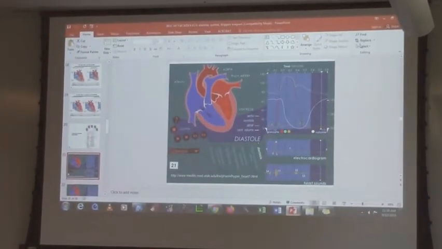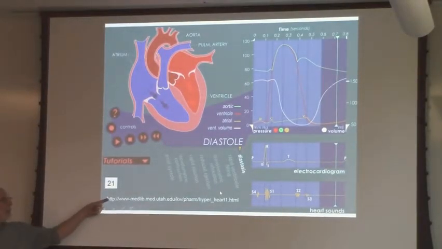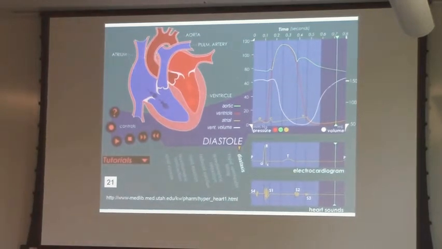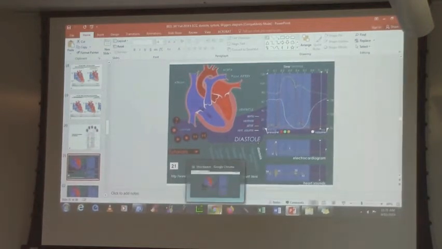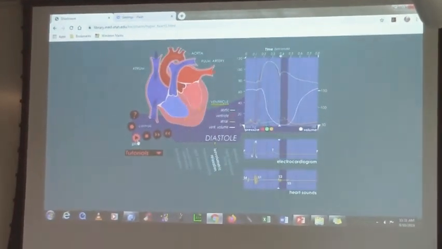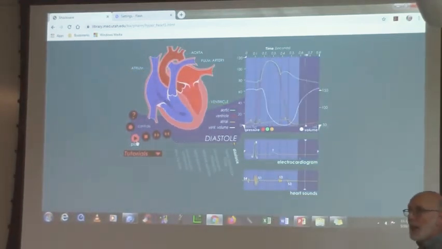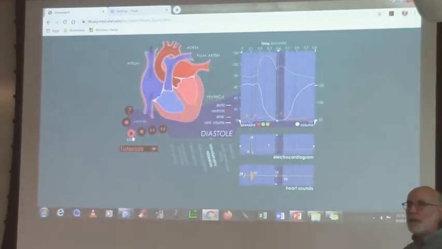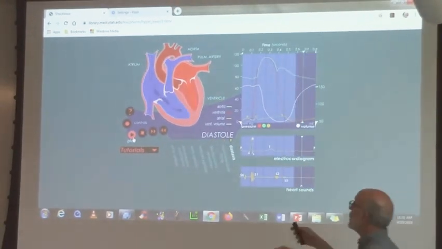I'm going to walk through the Wigger's diagram using a site that is here. And I'll show you what it looks like if you actually go to the link. During the break, I was able to load it. So I'm just going to play it. So you can see a cartoon of the heart, diastole and systole, valves opening and closing, blood pumping and unpumping.